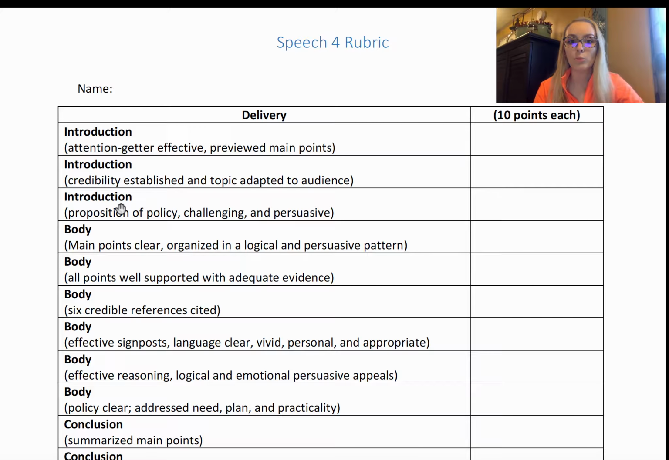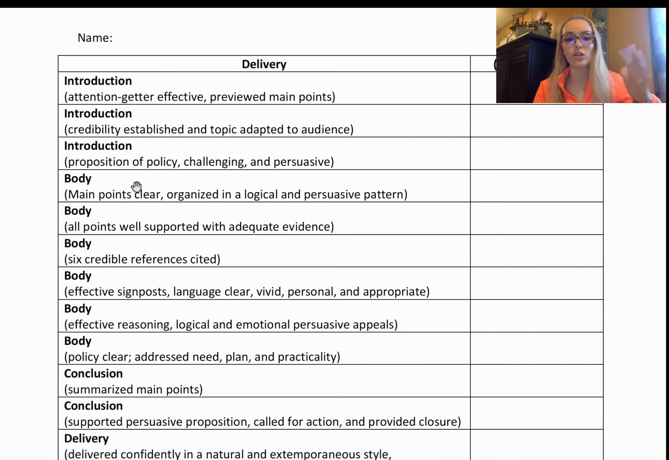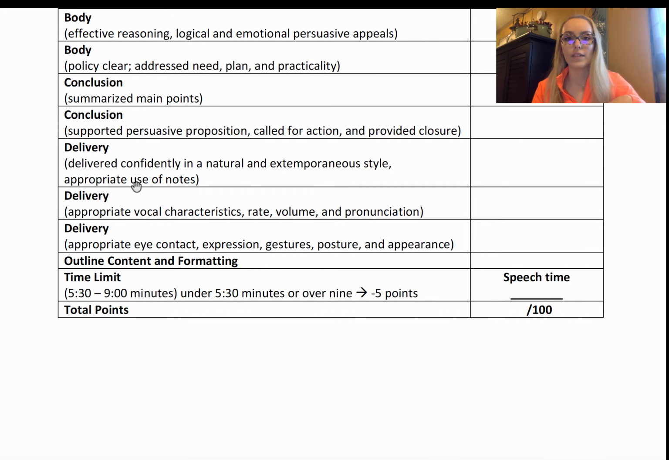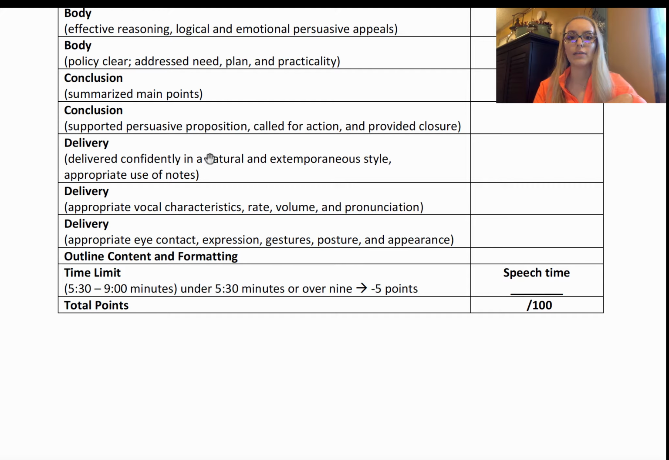So looking, did I include my proposition of policy from the top of my outline actually in my intro paragraph? Did I preview all of my main points? Did I establish credibility, my speaking credibility, so my credibility as the speaker to discuss the topic, which might be personal experience, it might be a passion for the subject, it might be personal experience and passion, and that you've done some research. So making sure you're always establishing credibility there. So just going through, making sure you've completed all of these things prior to speaking, and then delivery, remembering all of these things as you go in to speak.